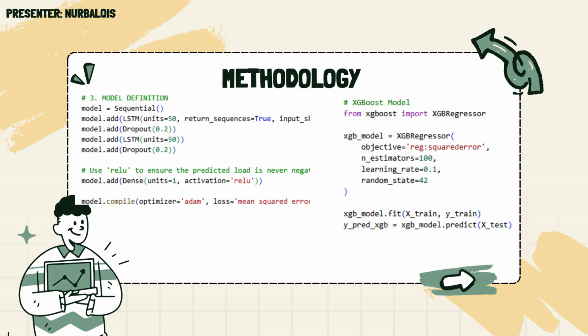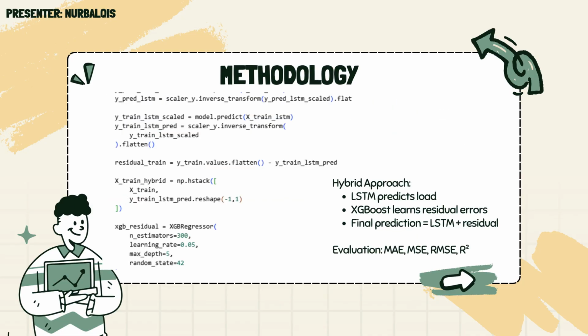After training it, we calculate the residual errors between the actual values and LSTM prediction. Then these residuals were learned by the XGBoost model to capture nonlinear patterns that the LSTM could not fully model. Finally, our hybrid prediction was produced by adding the XGBoost residual output to the LSTM prediction. And then all our models were evaluated using MAE, MSE, RMSE, and R squared to compare their performance.